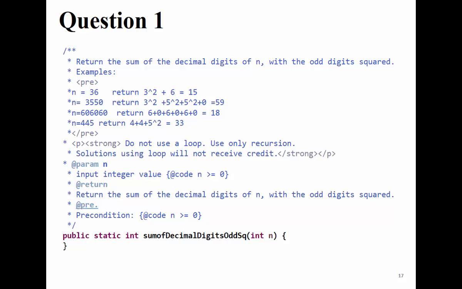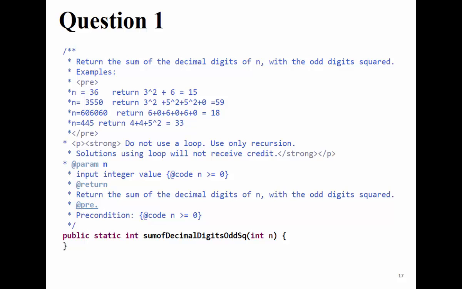Now 3,550: you have 3 squared, 5 squared, plus 5 squared, plus 0. Now you have 6, 0, 6, 0, 6, 0. All of them are even, so you don't need to square any of them. So you need to be able to extract each digit, the ones digit, the tens digit, the thousands digit, and look at these digits. If they are odd, you have to square it. Otherwise, you retain it itself.